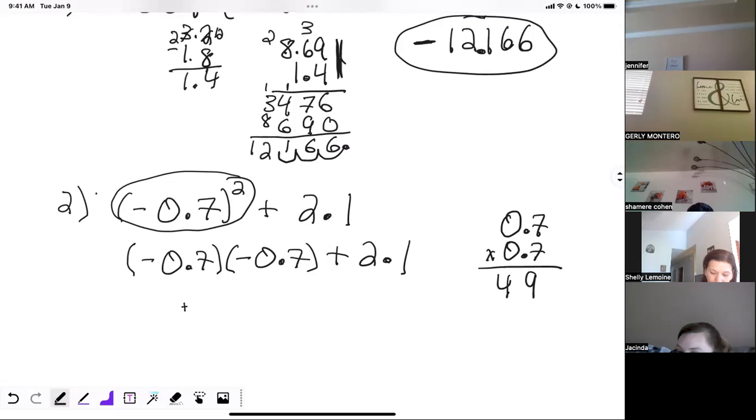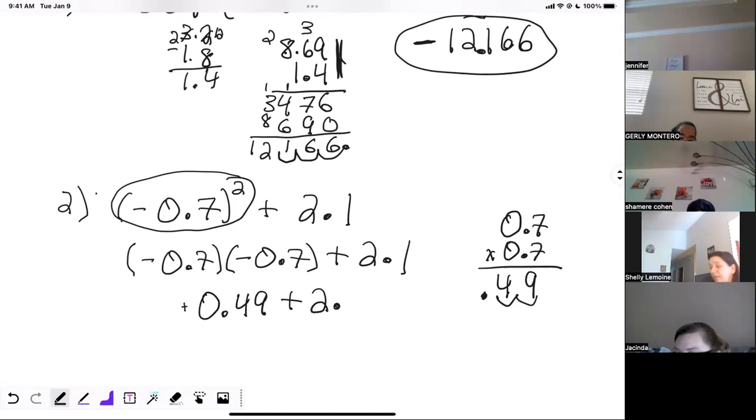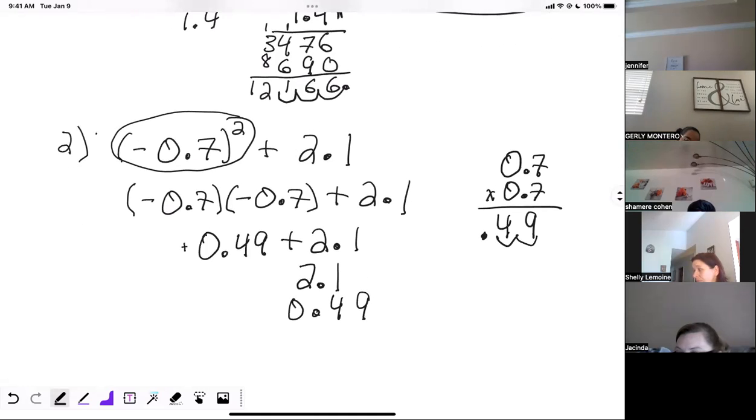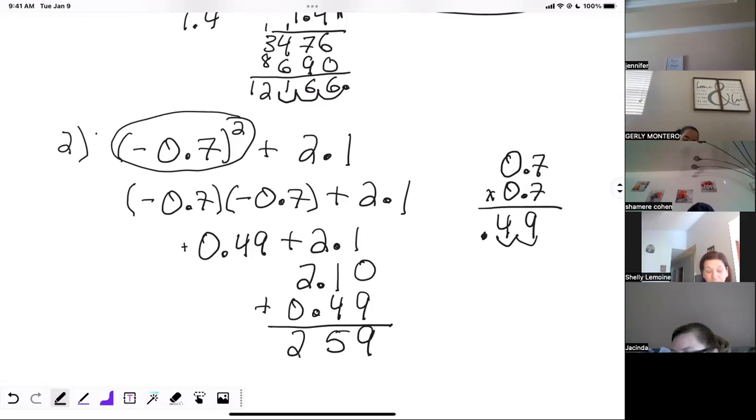I have to move 2 decimal places. That's going to be 0.49. This is positive 0.49 plus 2.1. And when I add that, now I'm going to line up my decimal places. 2.1, 0.49. Because when we add and subtract, we line up our decimal places. I'm going to put a 0 here, and I'm adding. So 9, 5, 2, decimal place, 2.59.